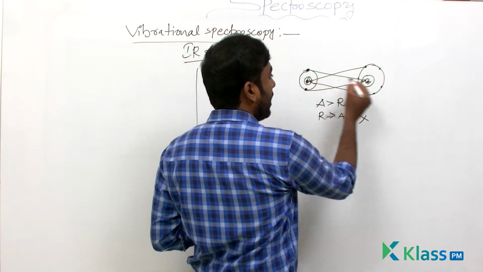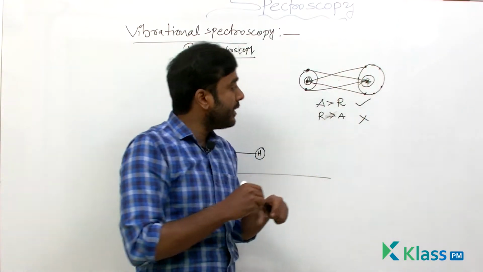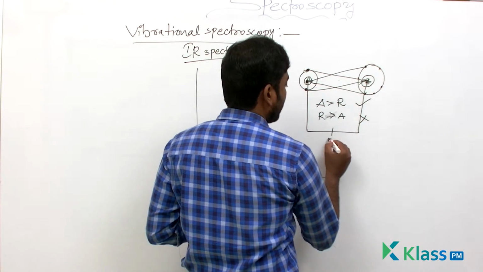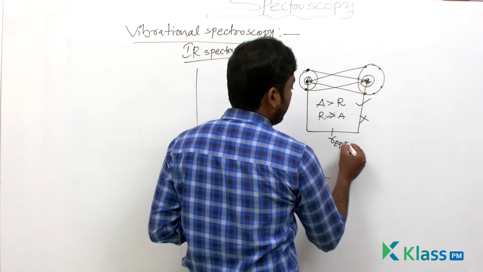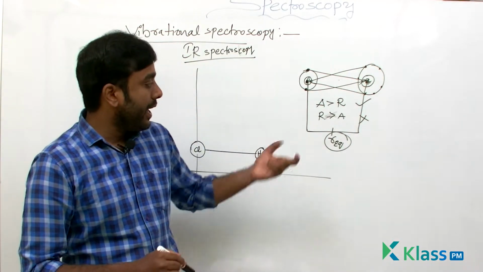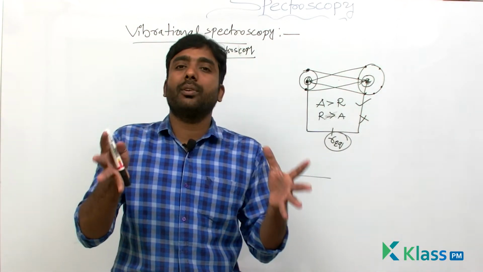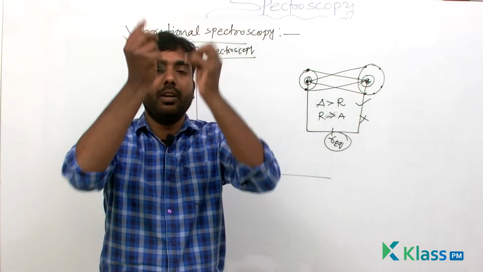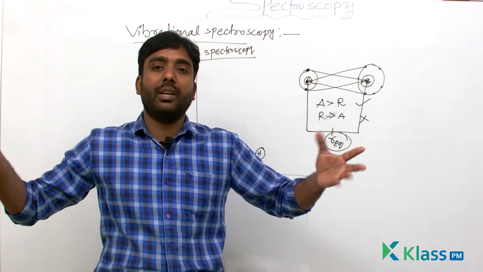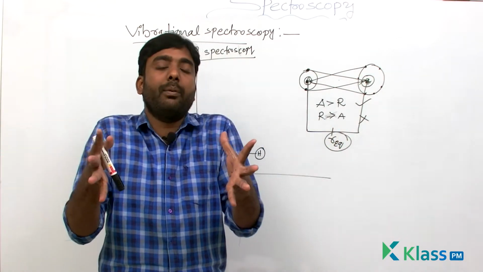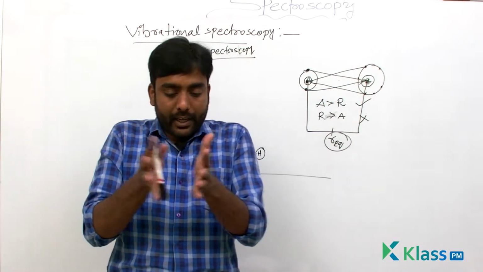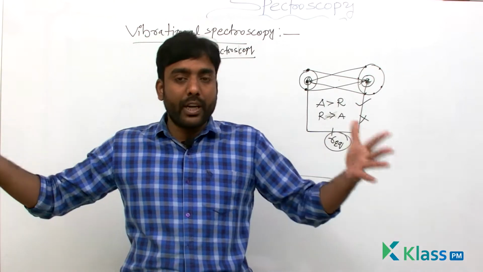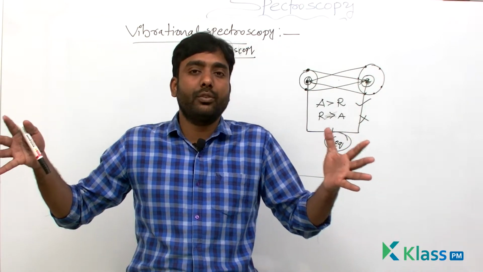Both are stable at this internuclear distance, which we call R equilibrium, the equilibrium distance. At R equilibrium, both atoms are stable. If they come much closer than this distance, the repulsion force increases, and if they go away from each other, attraction force increases, so again they will be brought together. When they come closer, repulsion force pushes them away, and when they go away, attraction force increases so they come again.